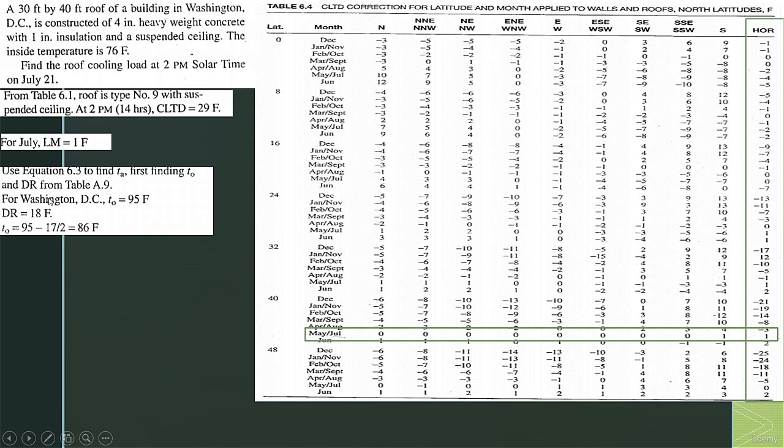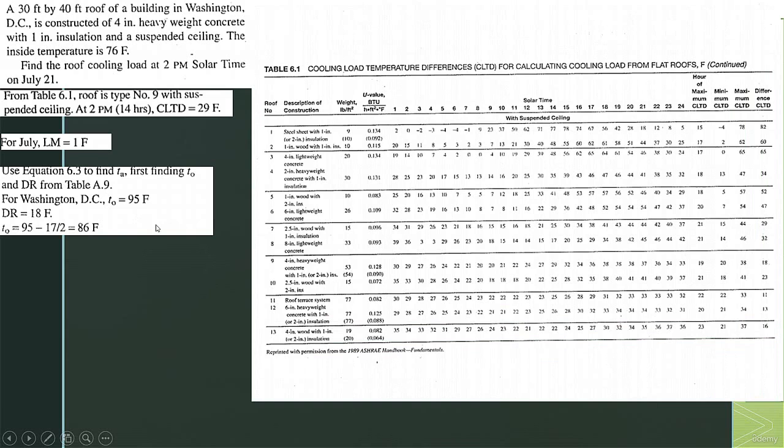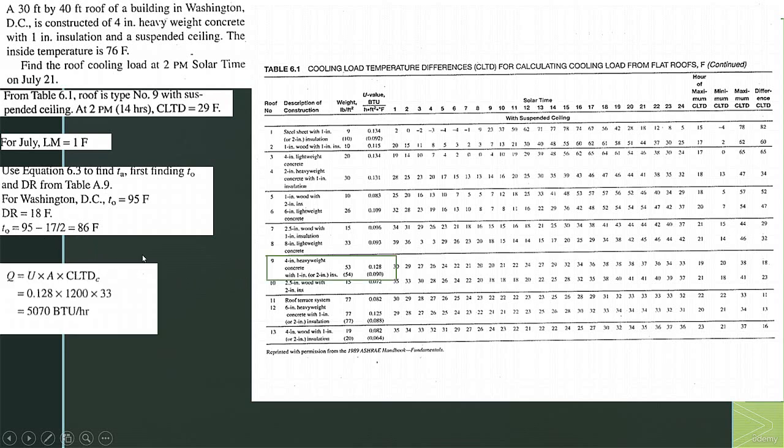Similarly, we can find the value of DR by using Table A9. For Washington DC, the peak outside temperature is 95, and the DR value is 18 Fahrenheit. So 95 minus 18 by 2 is 86 Fahrenheit. So we get a T naught value of 86 Fahrenheit.